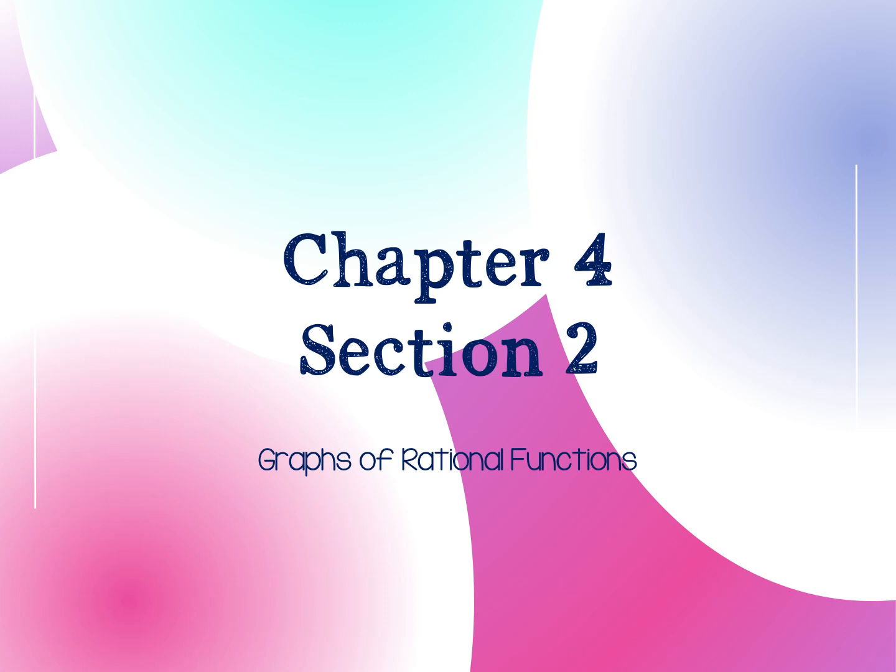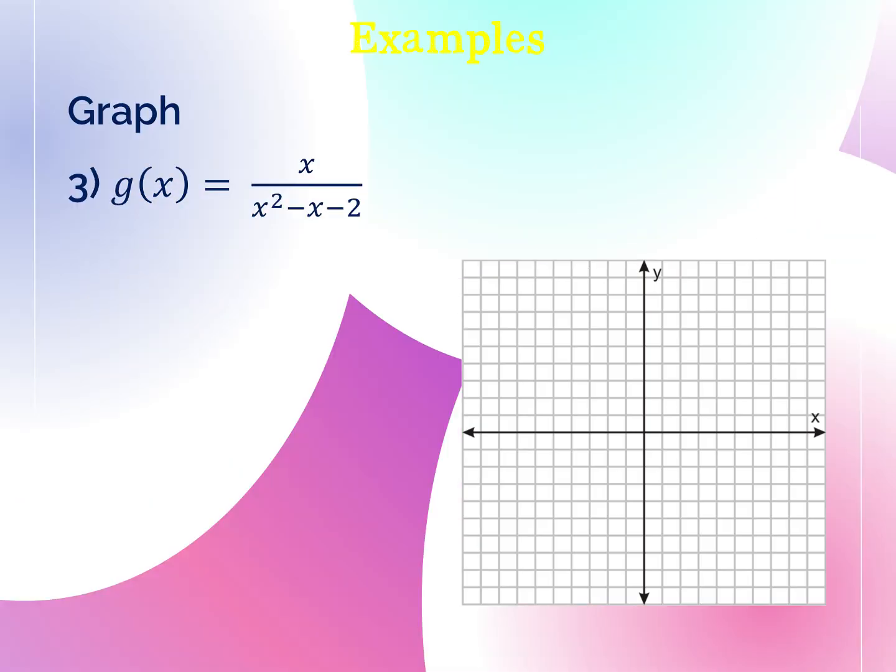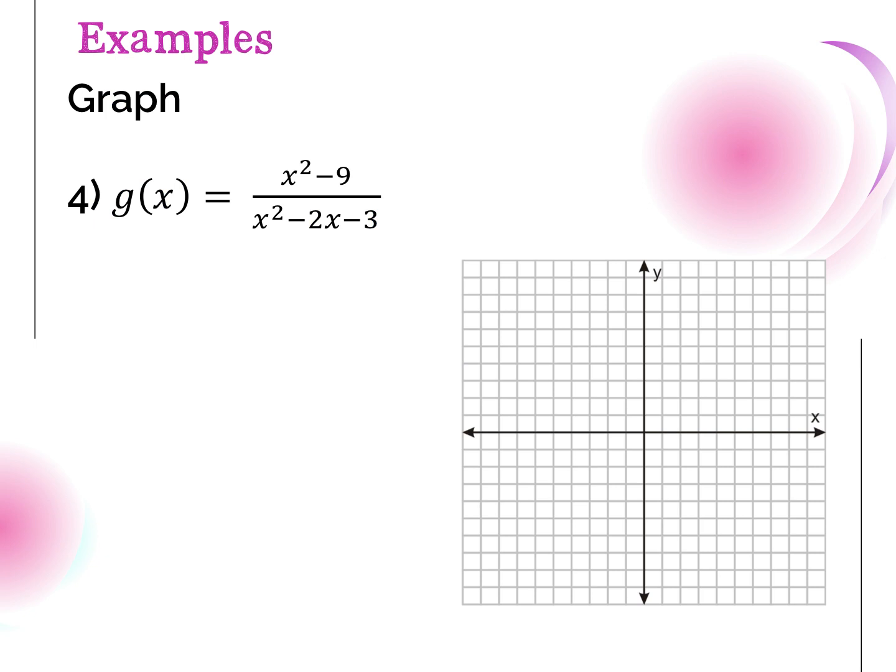Okay, so yesterday we started Chapter 4, Section 2's notes. Today we're going to continue graphing the rational functions. So I'm going to go ahead and start with example 4. So again, the first thing I'm going to do is look for my horizontal asymptote.